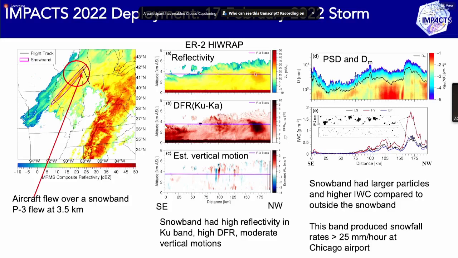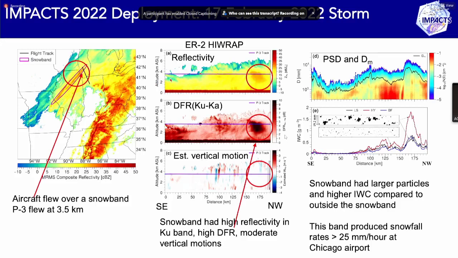So one thing that you notice here is a region of higher reflectivity that happens to be right where that snow band is. And that is a very strong enhancement in DFR, in a region of more or less light snow with vertical motions showing some kind of interesting structure within that. So the P3 was flying underneath it, and that's what this horizontal line is here.